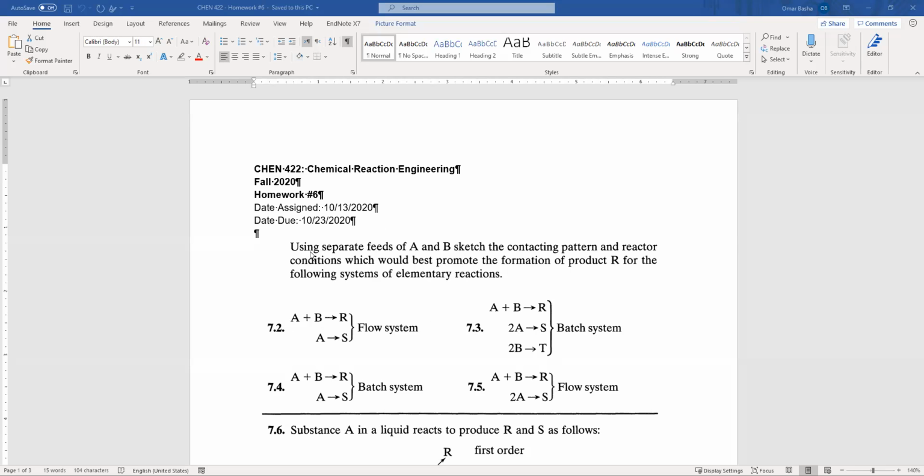In these problems, you're being told, using separate feeds of A and B, sketch the contacting pattern and reactor conditions which would best promote the formation of product R for the following systems of elementary reactions. And I have A plus B going to R, A plus A going to S for 7.2. So let's solve these problems right here.